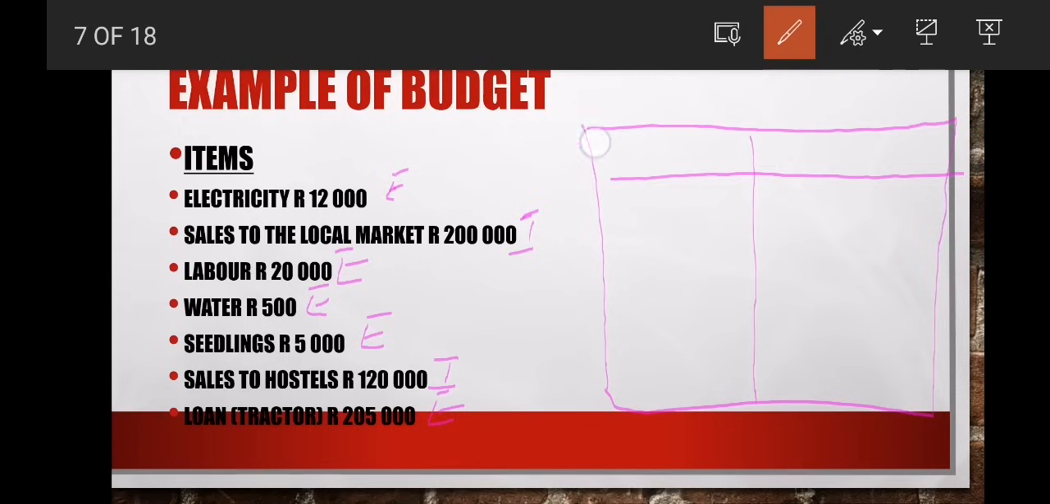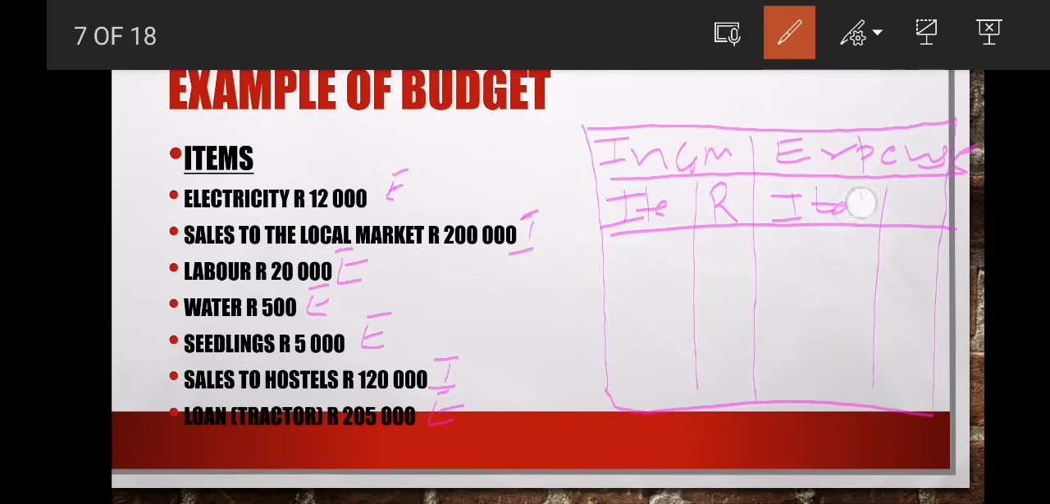Okay, fine. Let's say here you say income. It's up to you whether you start with income or expenditure. Income. Here you have expenses. Item, rents. Item, rents. Then you list the items for income. Sales to the local market, 200,000. Sales to hostels, 120,000.